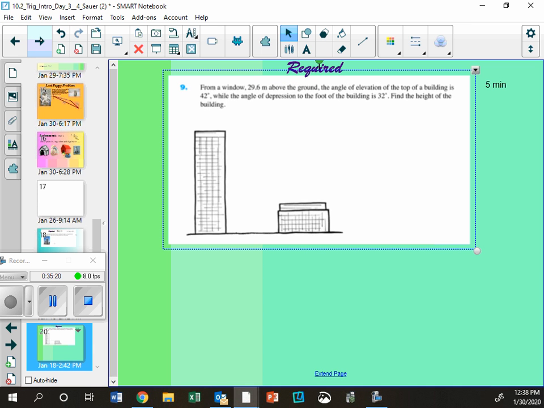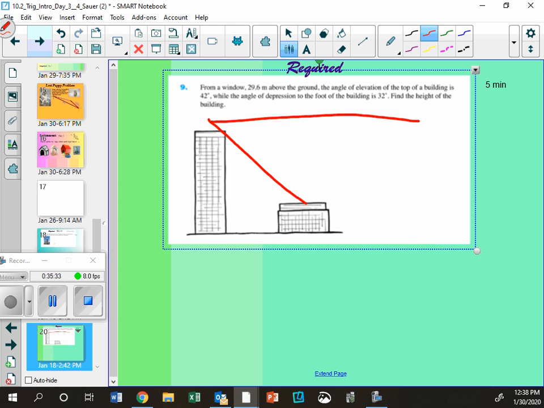And last but not least, I want you to try this one, which is, remember when you're looking down, if I say there's an angle of elevation or an angle of depression, if I'm looking down, the angle of depression is like this angle. Okay, so when you're looking down from this building down to that building, this is the angle of depression.